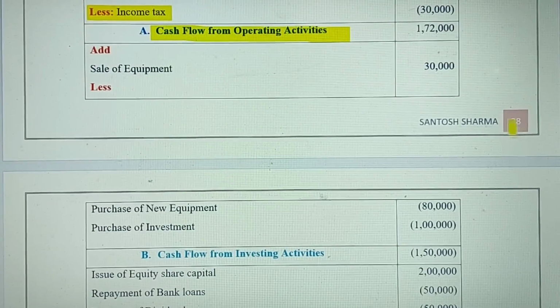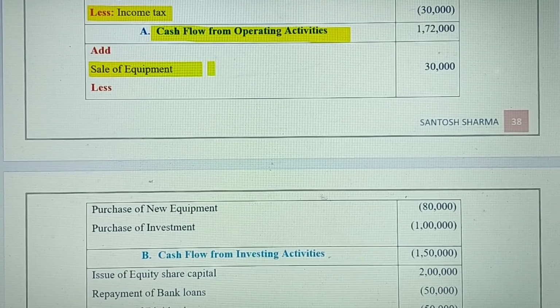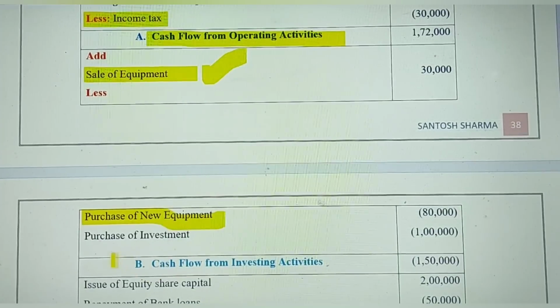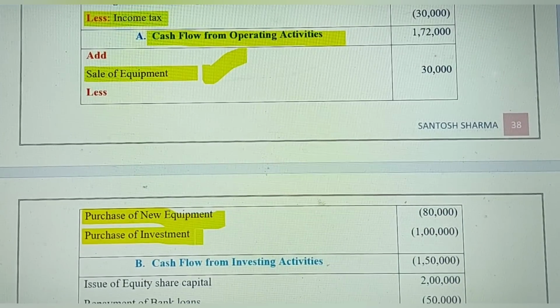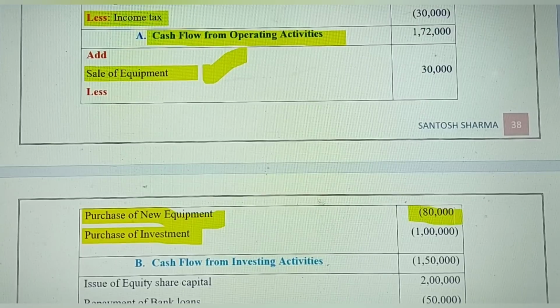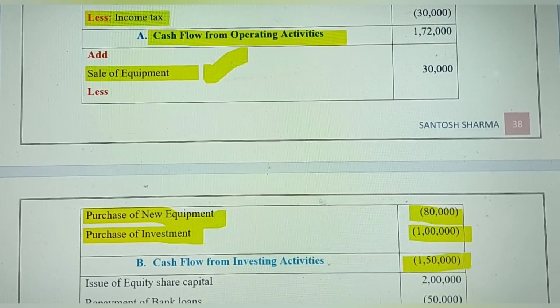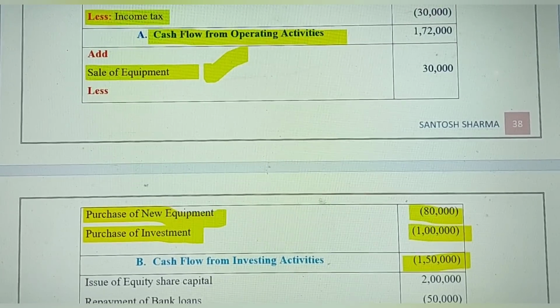After getting the operating activities, you need to add any sale of equipment, which you have to search for in the question, and any purchase of investment. That means the cash is going out, so all these should be deducted. And after doing this, you get the cash flow from investing activities.